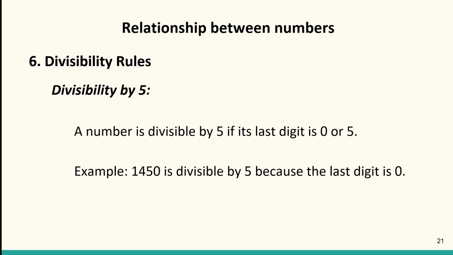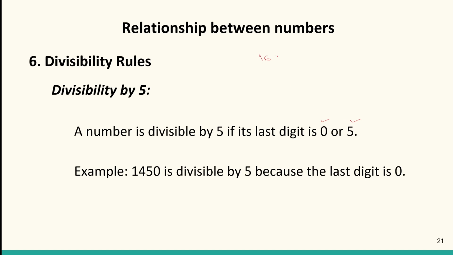So let's see the divisibility rule for 5. A number is divisible by 5 if its last digit is 0 or 5. The only thing you need to see is the last digit, and you need to see if it is 0 or 5. If it is neither of these, then it is not divisible by 5.